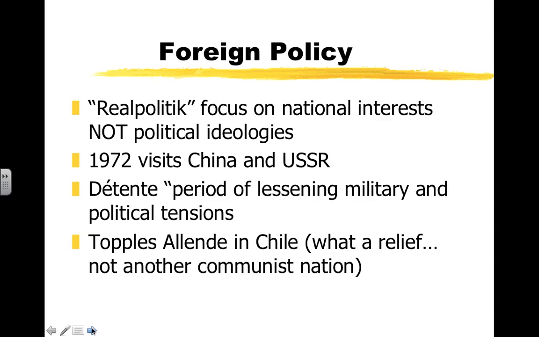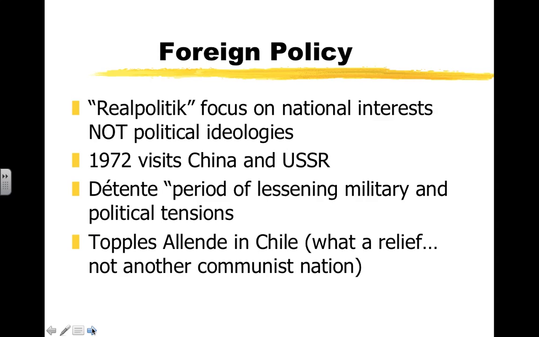In 72, again, he'll visit both countries, also known as a period of détente. Détente is a period of lessening military and political tensions. That détente will continue throughout President Nixon's time as president, and then with Gerald Ford, we'll see the détente really end with Carter when he takes office in 1979 when the Soviets decide to invade Afghanistan.